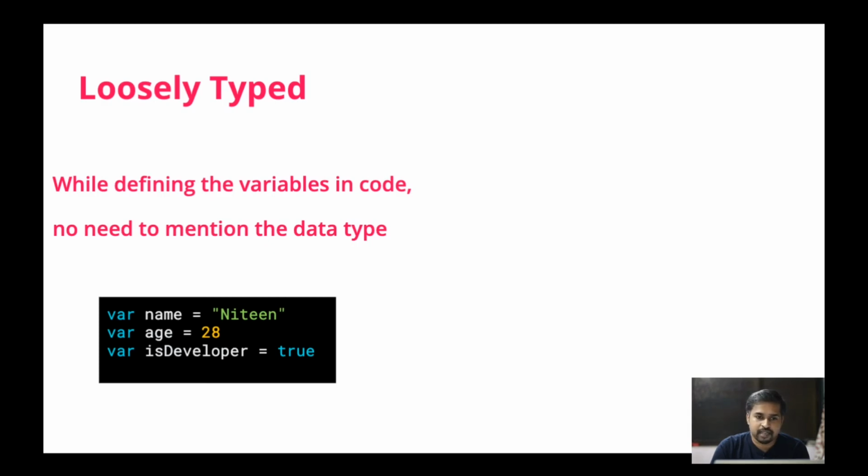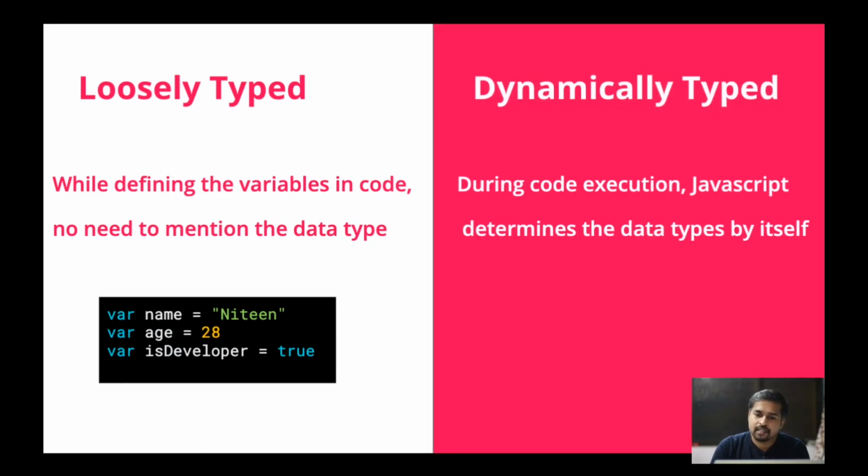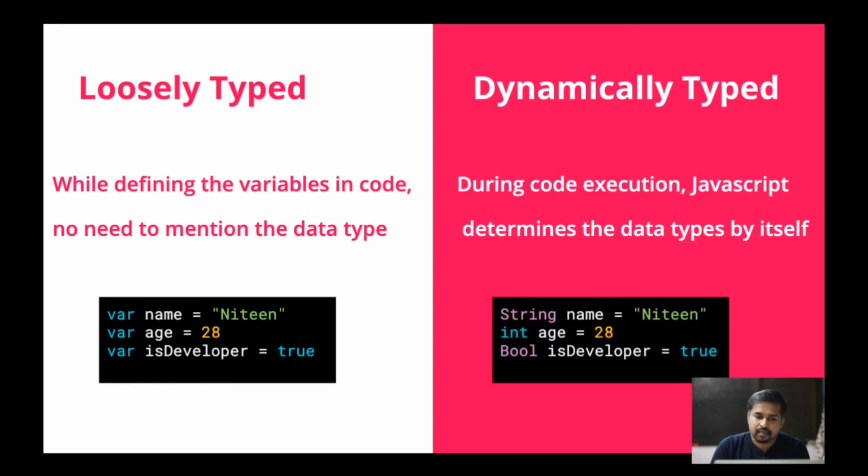It is loosely typed. If we talk about dynamically typed, during code execution, JavaScript determines the data type by itself. That means when your code is getting executed, JavaScript by itself determines what kind of data type is being used by the variable. So it will interpret var name equal to Nitin as string name equal to Nitin, var age equal to 28 as int age equal to 28, var is developer equal to true as bool is developer equal to true. So that is the difference between loosely typed and dynamically typed.